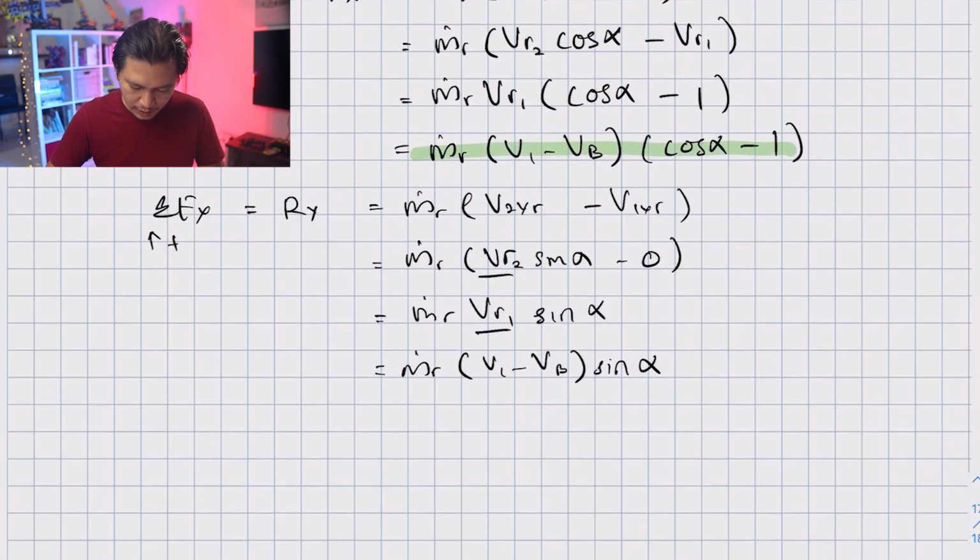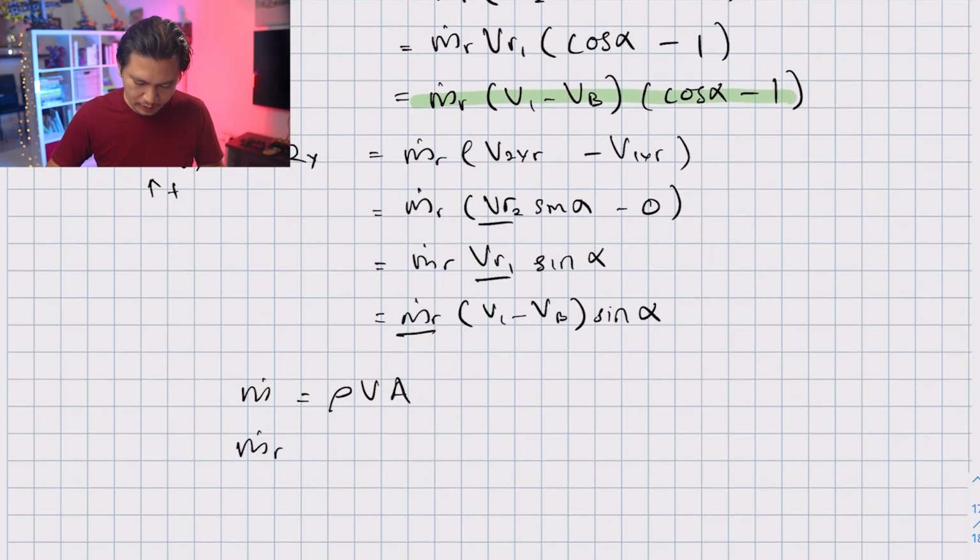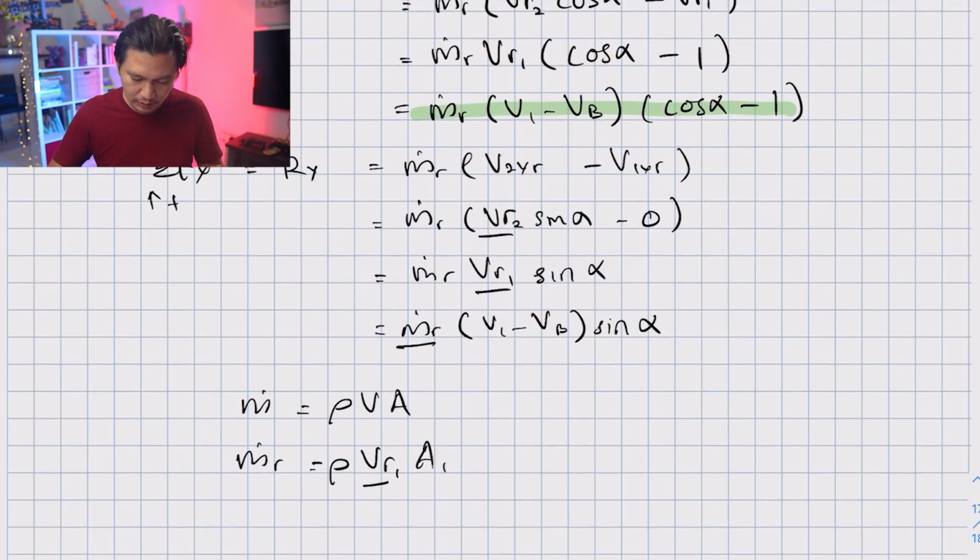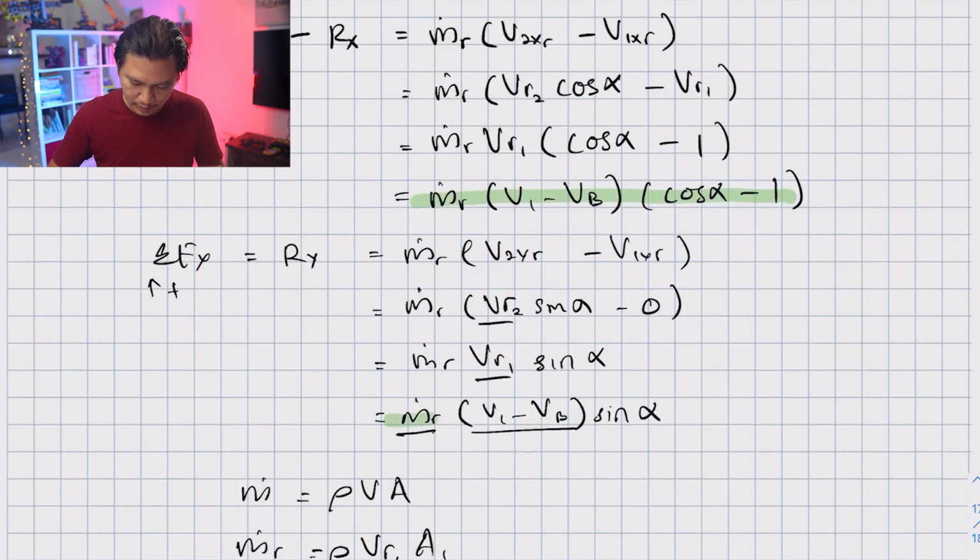And finally this m dot r, and remember, m dot is simply rho times velocity times area. But for m dot r, it is rho times relative velocity. Let's say you are looking at point 1, so this is rho times VR1 times area at point 1. So just change velocity with relative velocity. When the deflector is moving, as you notice, everything is in relative terms. Let me highlight this here. So this is your Ry.